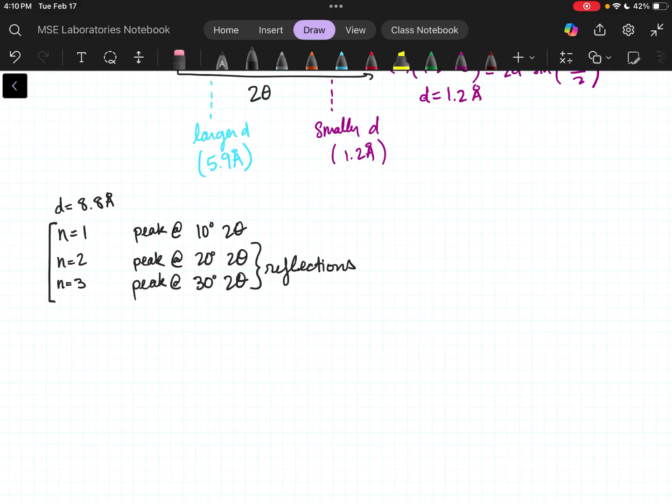Now, that was how N affects things, and it's those reflections. Next, let's talk about how wavelength affects things. So I have one wavelength that is 1.5406 angstroms. And I have a second wavelength, that's a 2, not that you can tell, 1.5444 angstroms.